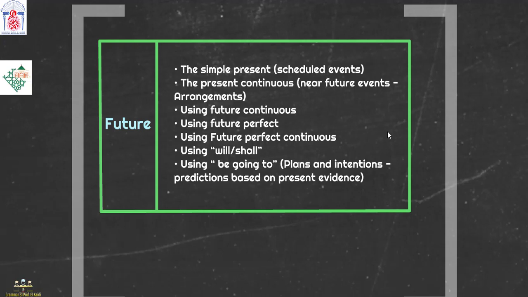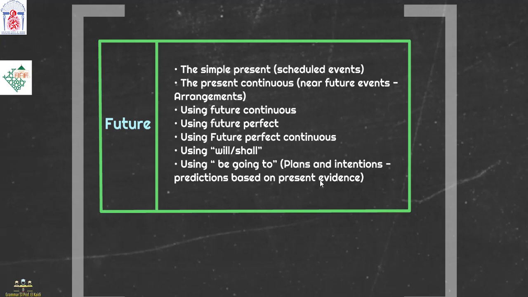Look at Muhammad. He has packed all his luggage. He is going to travel to Spain. Now, here we say he is going to travel to Spain because it is in his plans. He planned to take this trip. That's why we say he is going to travel. Predictions based on present evidence. Let me give you an example here.